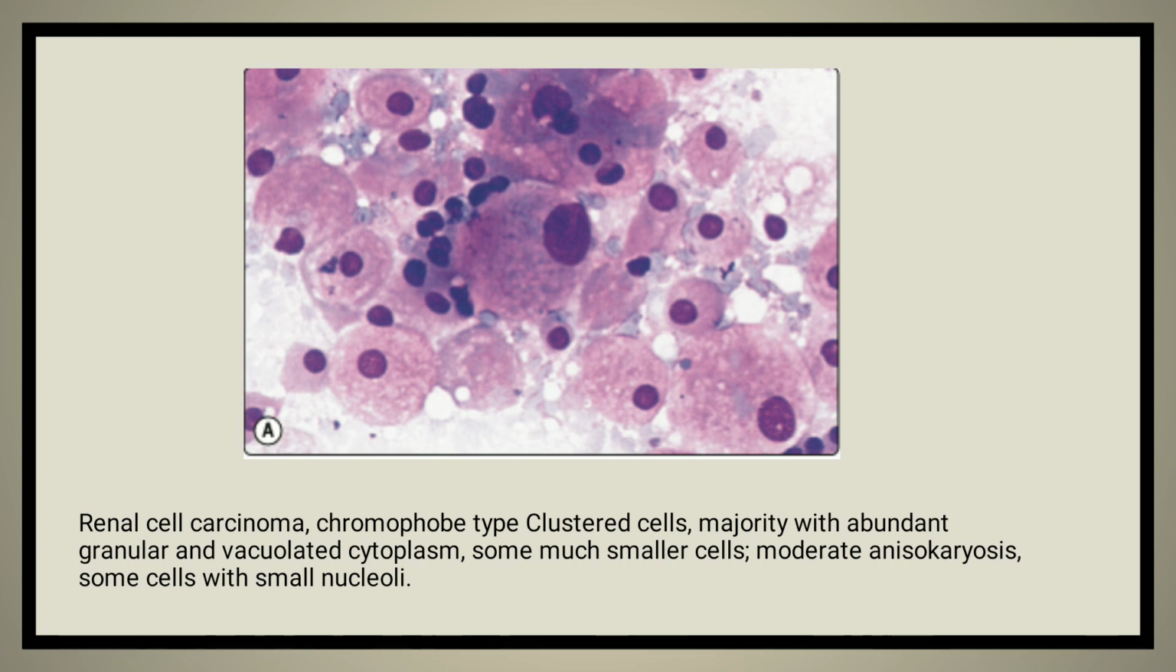Renal cell carcinoma, chromophobe type. Clustered cells are seen, majority with abundant granular vacuolated cytoplasm. Some much smaller cells are seen with moderate anisokaryosis, some cells with small nuclei.